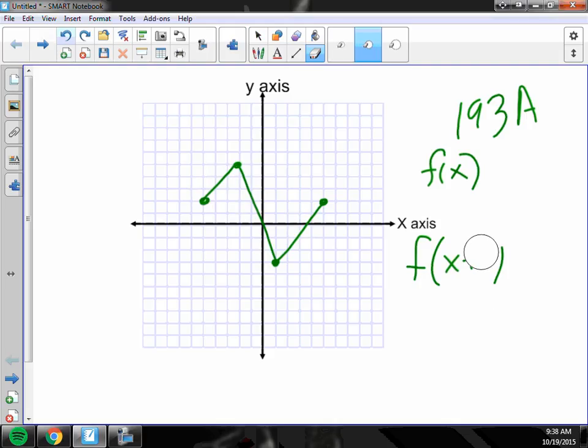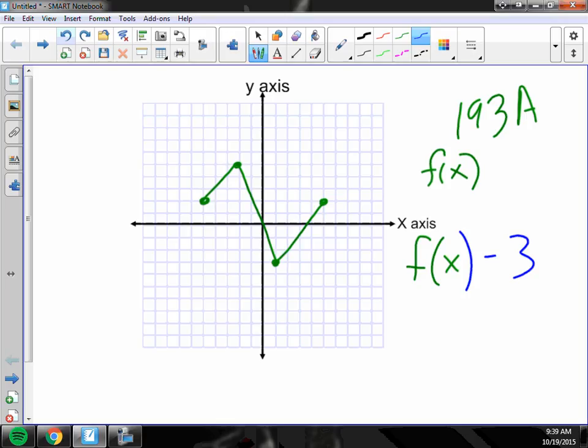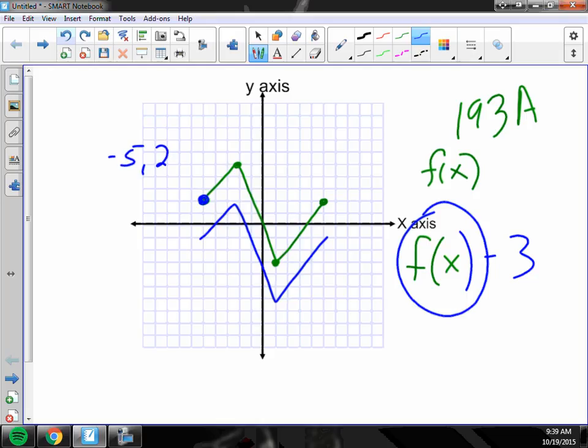What if I wanted to graph f of x minus 3? So if I take this graph, I'm going to grab that and shift it down 3 units. Now, why did it work exactly like we would expect it to work? Well, the negative is outside the function, so we're adding it to the y values. So if you notice, this point here, negative 5, comma 2, that's my x, and that's my y.